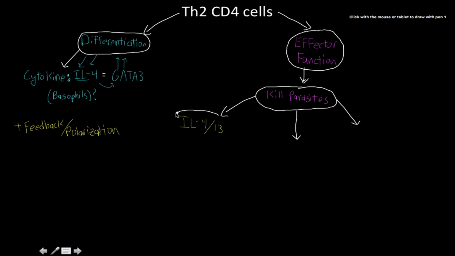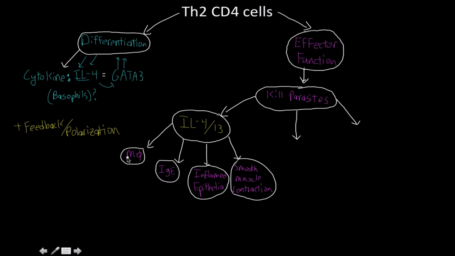Whereas they're all kind of doing the same thing, we have specific cytokines that play roles in that, and I'm just going to kind of branch these off based off of the cytokines. Okay, so we have macrophage activation, IgE isotype switching, inflammation of the epithelia, and then smooth muscle contraction, which all collectively comes together to play a role in trying to cause inflammation to kill it, and then to flush out whatever remains of it.